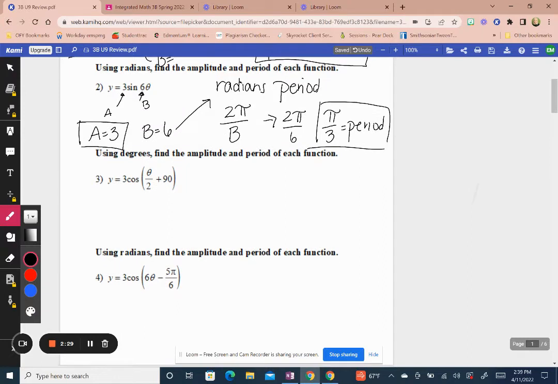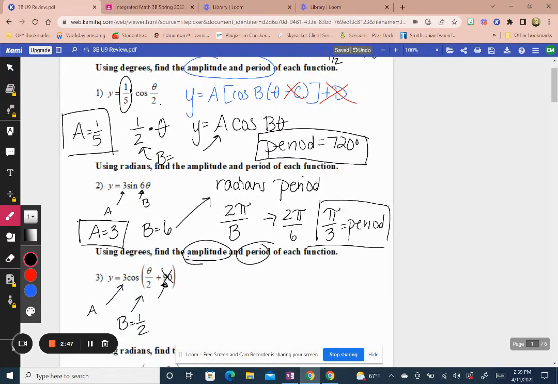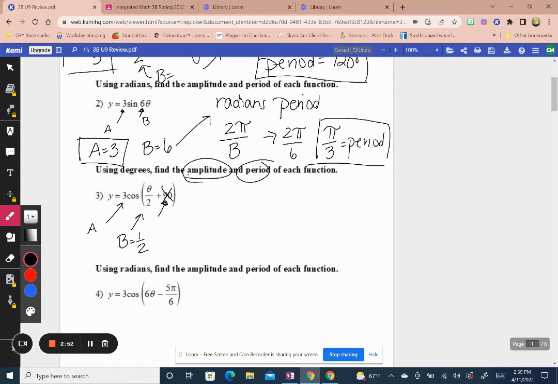Amplitude is 3. Great. So for this one, even though we have this plus 90 right here, this does not affect our amplitude and period at all. So that's going to be your amplitude. Same thing as before. B is equal to 1/2. You can see that actually 1 and 3 are very similar. You're going to have the same B. So essentially we have a different A, but the same B. So it's going to be the same process. Period is equal to 360 divided by 1/2 equals 720 degrees. And this A is equal to 3.